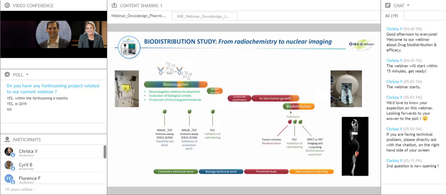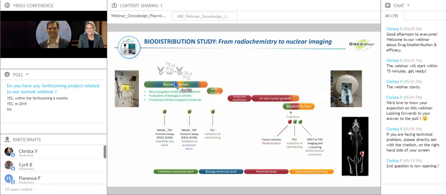Here is a standard design of a biodistribution study. It involves chemistry, biology, preclinical imaging, and data analysis. So you need several expertises to be able to properly run such experiments. First of all, radiochemistry. You need very specific experts to design the chemistry reaction, to prepare them, and to evaluate the quality of your bioconjugation or covalent binding.